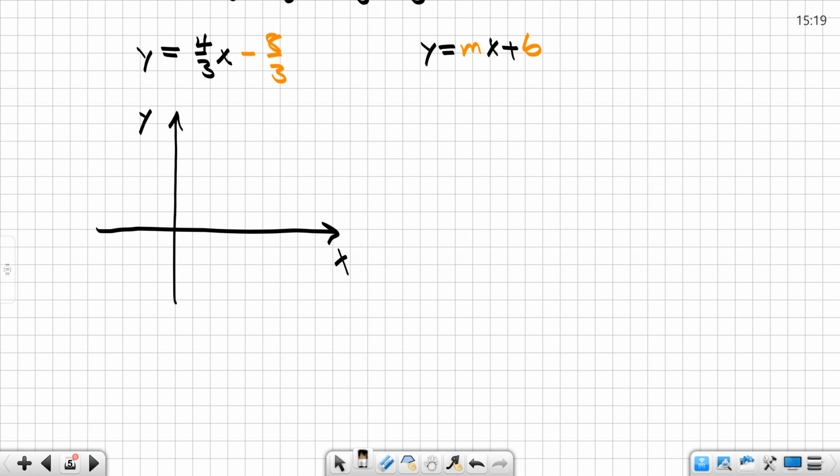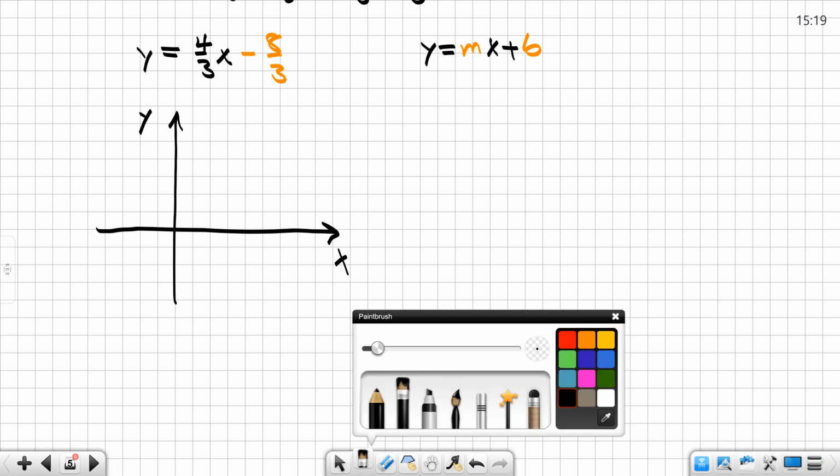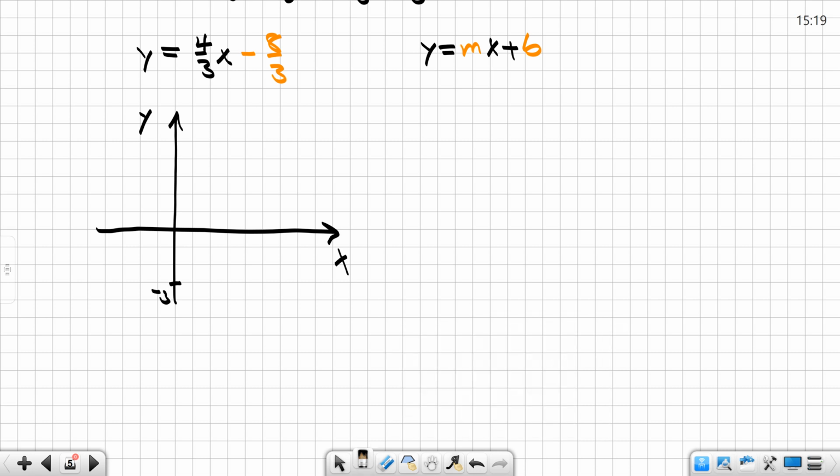So if I would put this somewhere in here, let's have a look. A negative 8/3. A negative 9/3 would be a negative 3. Let's say negative 3 is down here. This right here is a negative 2. So we don't have to be very accurate with this. Negative 8/3, let's just say this number is going to be down here. That is my y-intercept.